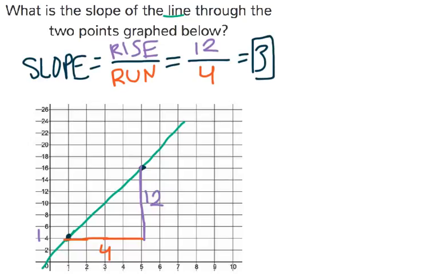Another way to figure that out is algebraically. We can look at what exactly the points are here. So for example, this point down here is at 1, 4, so the coordinates are 1, 4, and then this point up here is at 5, 16. That's where that point is.